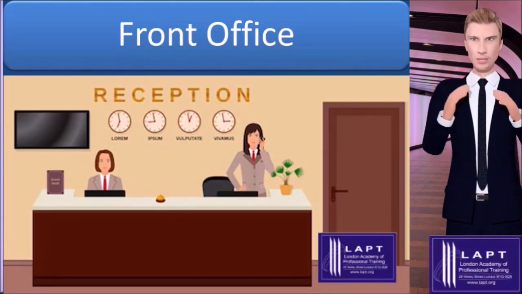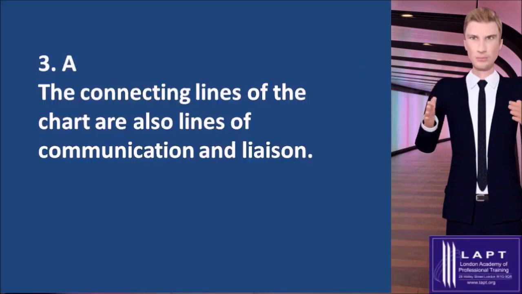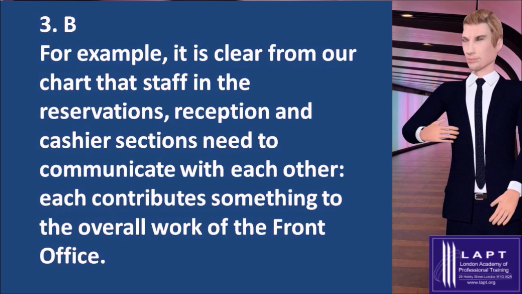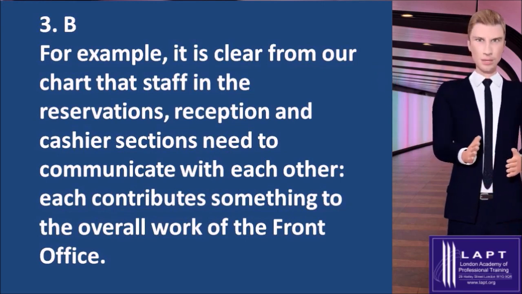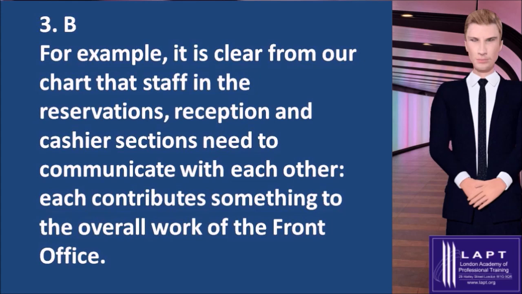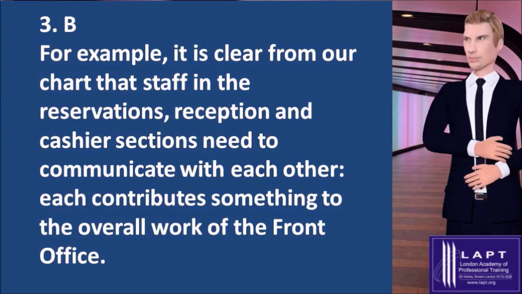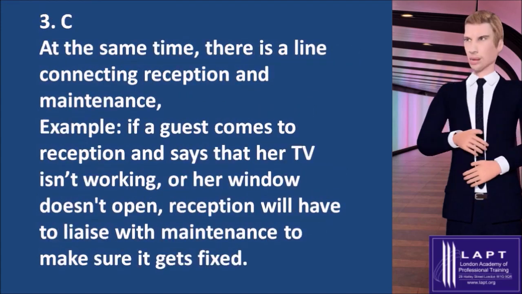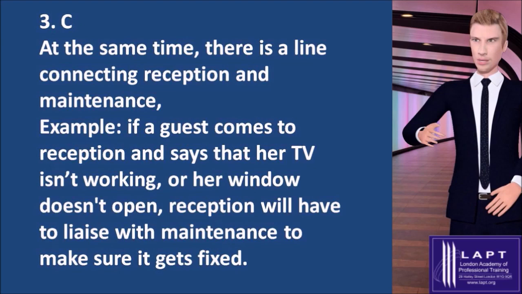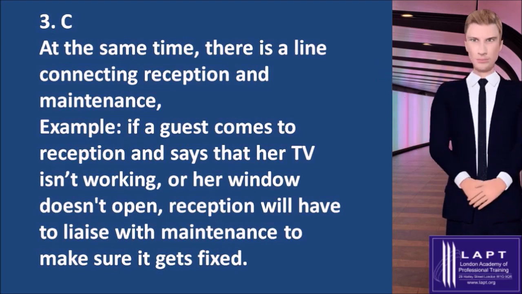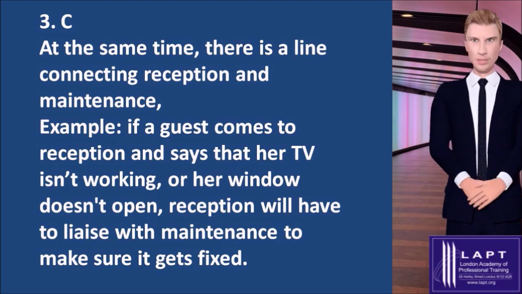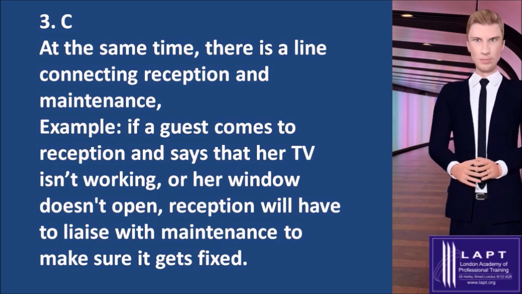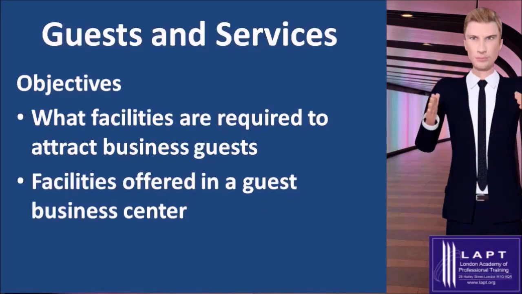The connecting lines of the chart are also lines of communication and liaison. So, for example, it is clear from our chart that staff in the reservations, reception and cashier sections need to communicate with each other. Each contributes something to the overall work of the front office. At the same time, there is a line connecting reception and maintenance, say, if a guest comes to reception and says that her TV isn't working, or her window doesn't open, reception will have to liaise with maintenance to make sure it gets fixed.